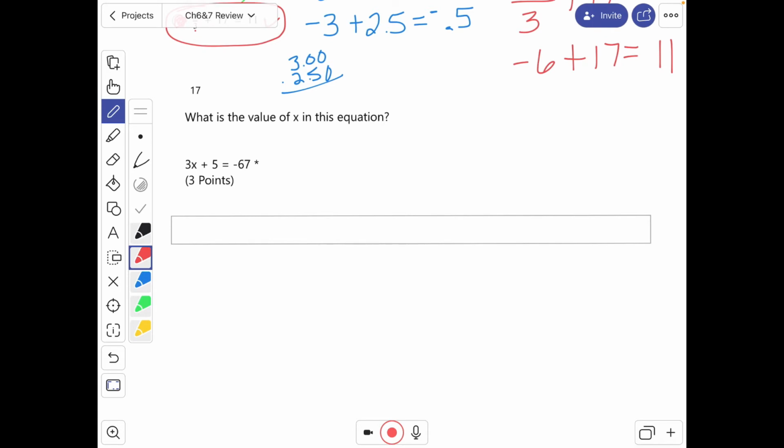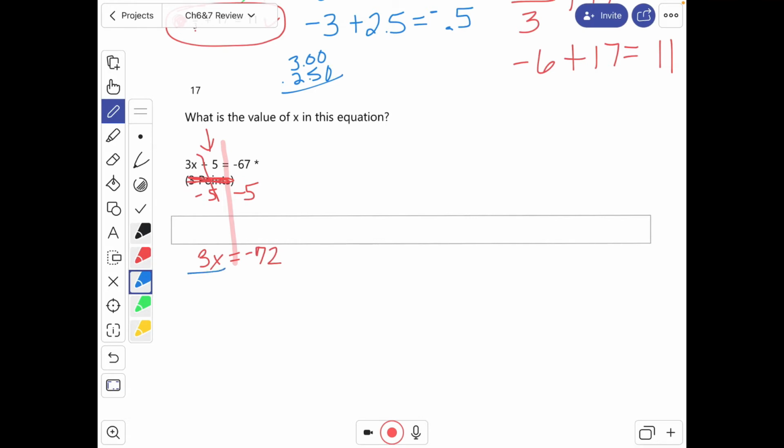Number 17. What is the value of x in this equation? So this time we do have to solve it. So the first thing I'm going to do is subtract 5 from both sides because we want to do the opposite. So if I do that, the 5's cancel on the left, and 3x comes straight down, equal sign straight down, and negative 67 and negative 5 make negative 72.